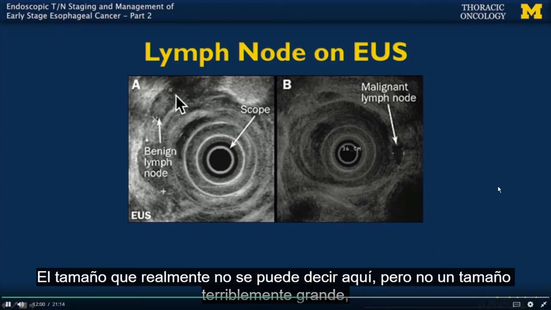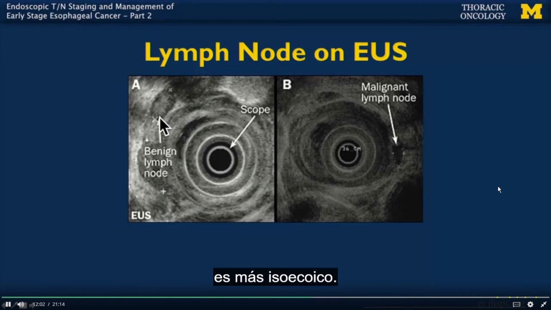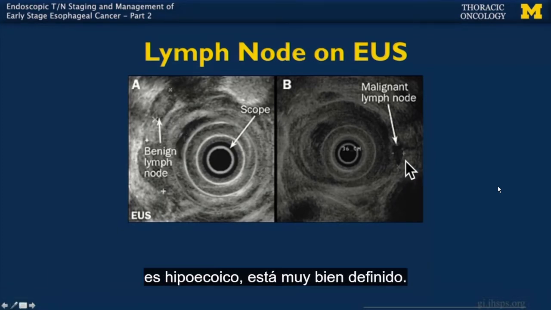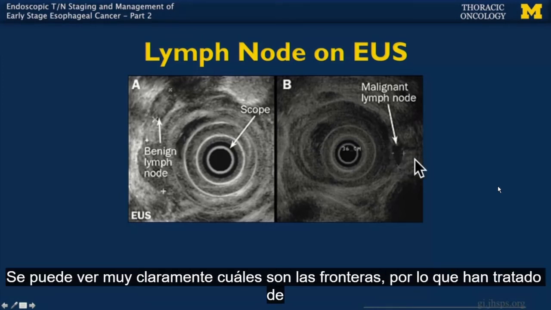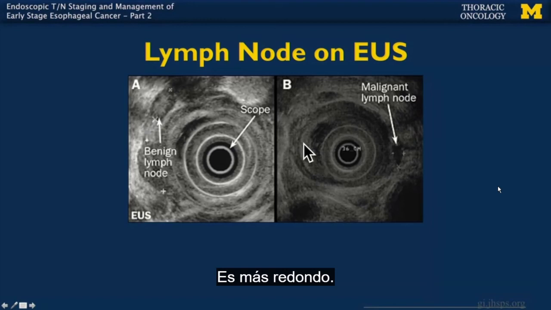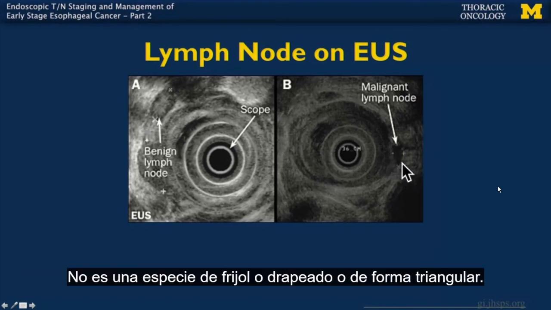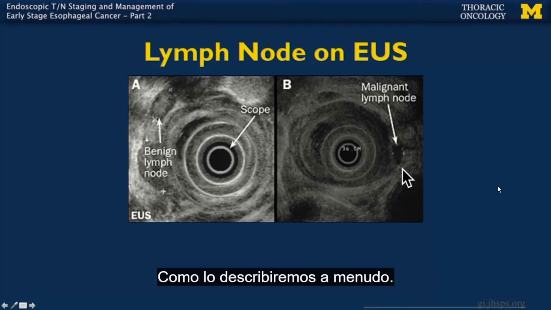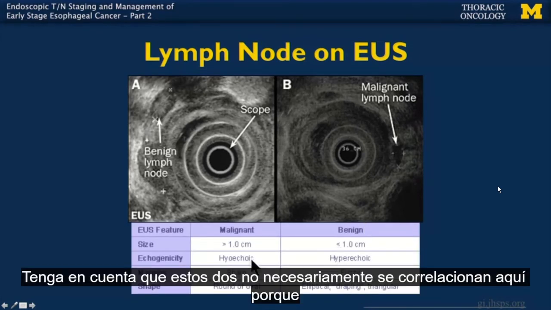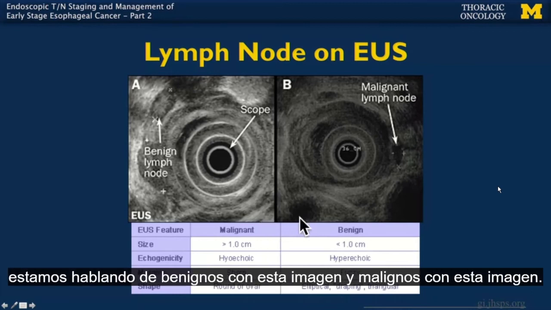It's more isoechoic. Whereas if you see this malignant lymph node right here, it's dark, it's hypoechoic, it's very well defined. You can very clearly see what the borders are, which is why they've tried to show this right here compared to this very hazy looking thing. It's more round. It's not bean or draping or triangular shaped like we will often describe. Now, these two don't necessarily correlate here because we're talking about benign in this image and malignant with this image. But you can see how we describe it.